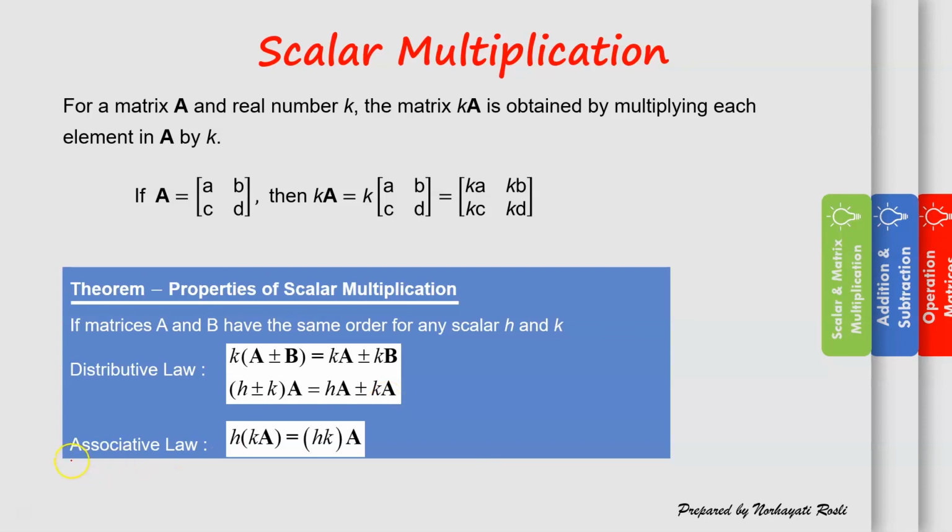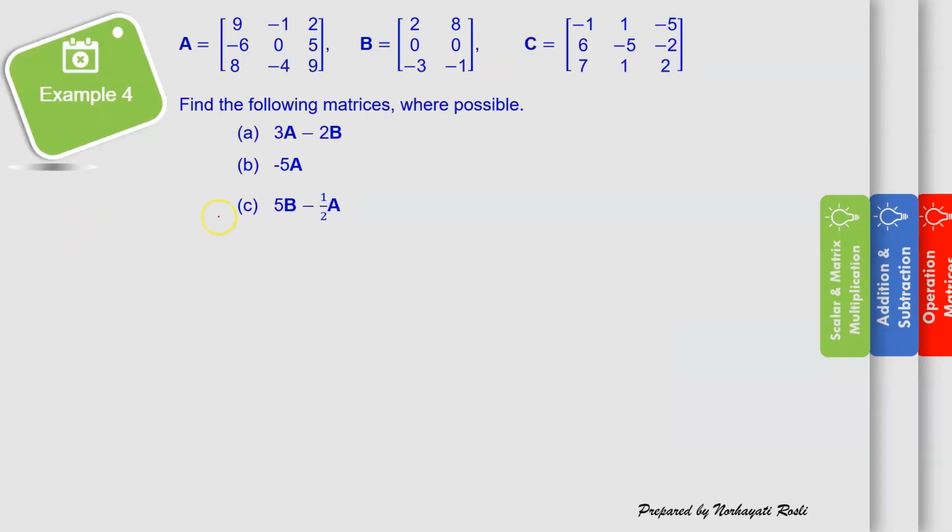And another law is the associative law. For this law, if we have H and K as scalars, where we solve first for this bracket, K times this matrix, and then we multiply with this scalar, it is the same as if you multiply the scalars first and then multiply this scalar with this matrix. Let's go to this example 4. Now we have A, B, and C matrices. So find the following matrices where possible.